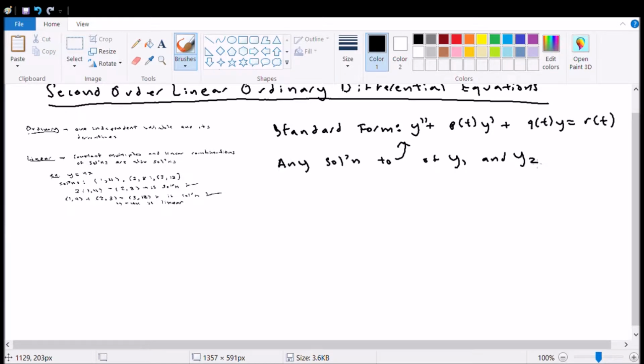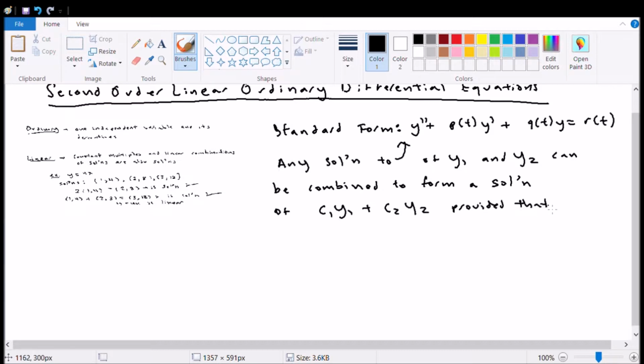So let's say you had the solutions y1 and y2. You can write C1y1 plus C2y2, and this would form another solution given that r of t equals 0. So here I'm writing this down for you, C1y1 plus C2y2, and this will be another solution to the differential equation if y1 and y2 are already solutions, provided that r of t equals 0. So when r of t equals 0, this means that the second order differential equation is homogeneous.